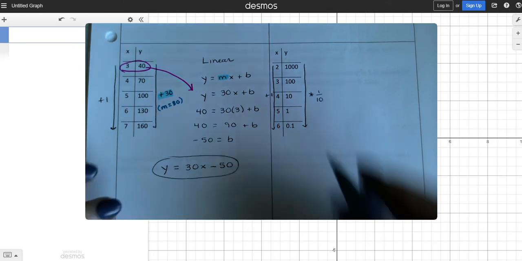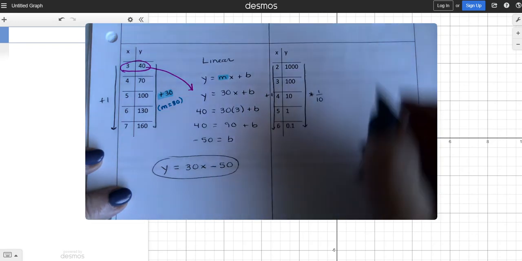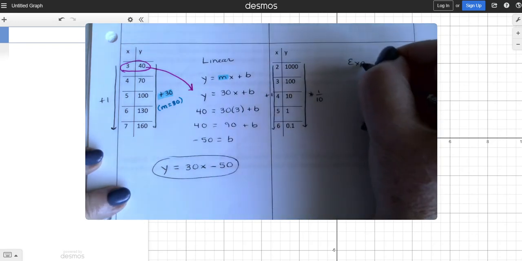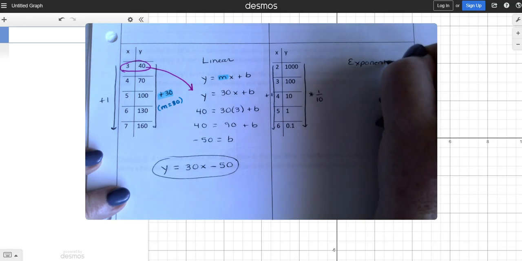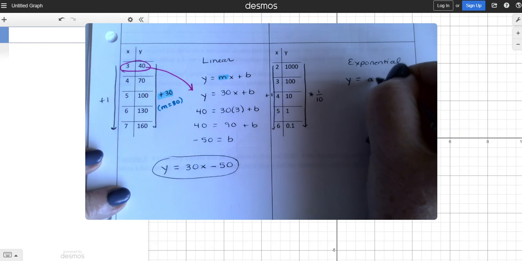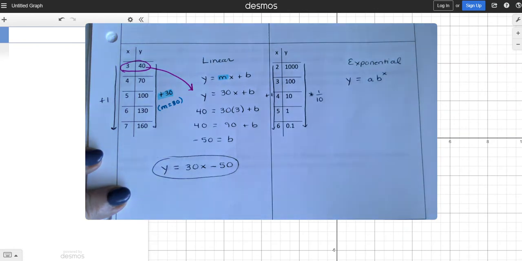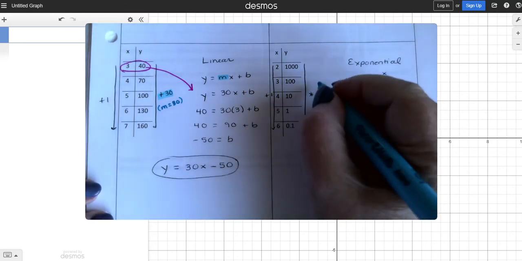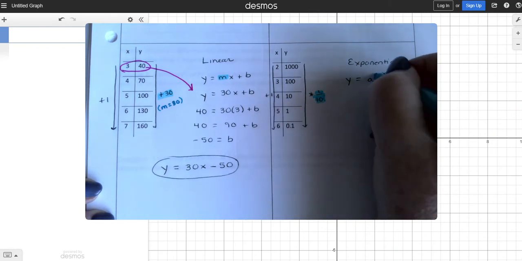Since we do have a multiplicative pattern in the y's, this one is exponential. Y equals AB to the x. Since I already know that relative rate of change, I already know that 1/10 is going to be my b value.